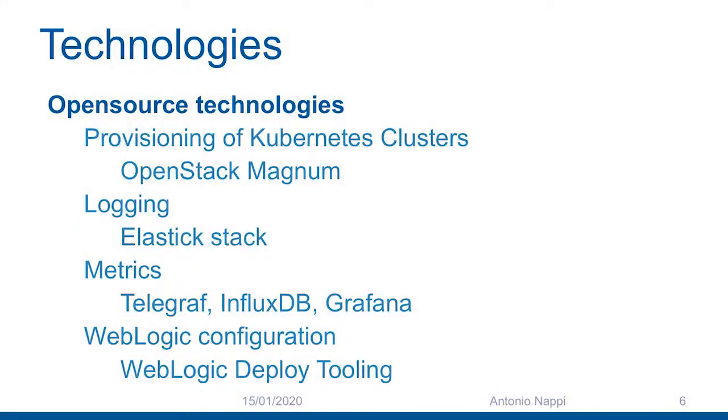Which are the technologies that we use? In order to provision a Kubernetes cluster, we use OpenStack plus Terraform templates to deploy. For logging, we use Elastic Stack. For metrics, we use the TIG stack with Telegraf, Influx, and Grafana. And for the WebLogic configuration, we use the WebLogic Deploy Tooling.